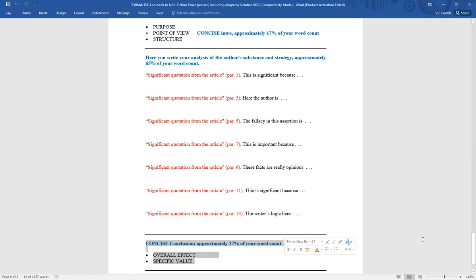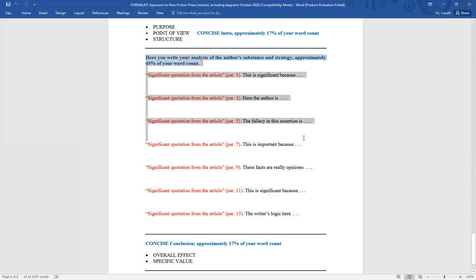Okay, so there you can see a very interesting analysis of Bell Hooks's essay, The Coolness of Being Real. The author gives a clear statement of purpose, point of view, and structure. The author then moves through a very careful, significant analysis of substance and strategy. Notice that after each quotation the author presents, she really digs in and really analyzes what is the significance of this quotation. She's got some real discussion going on there.